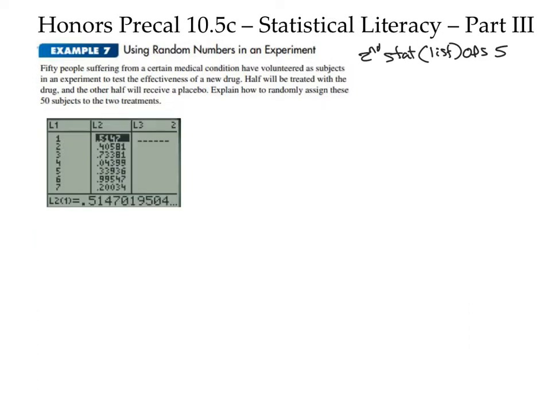So in this picture, you can see at least the first part of the list of 1 through 50, and in the second one, you see all these different numbers between 0 and 1. Actually, you can see each one has many more digits, and they're stored in list 2.